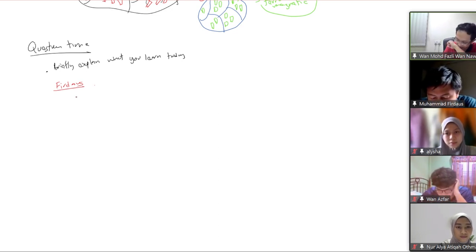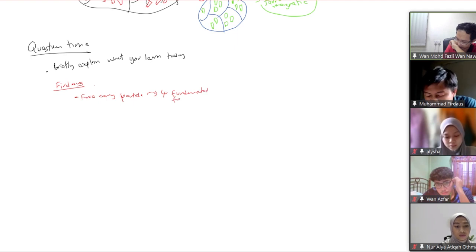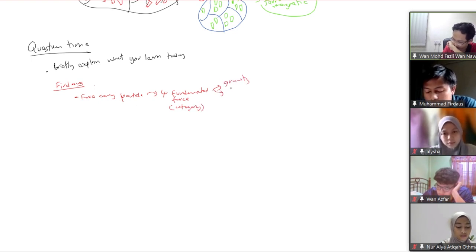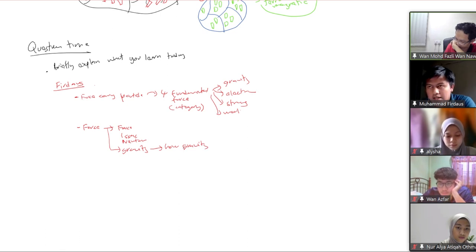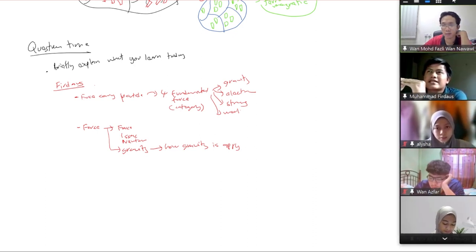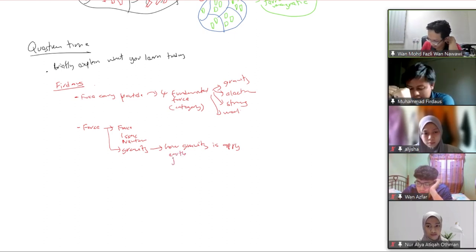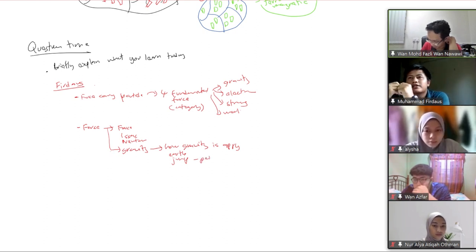We learn about force carrier particles, that is photon, gluon, W boson and Z boson, and we have four categories, that is gravity, electromagnetism, strong force and weak force. Photon for electromagnetism, gluon for strong force, and Z boson for weak force. Firstly, we learn about force, how force was found by Isaac Newton. Then we learn about gravity, how gravity applies on the moon and Earth. Why when we jump on the Earth, we go back to the Earth because of the gravity pull that Earth has, that pulls us back to the Earth.